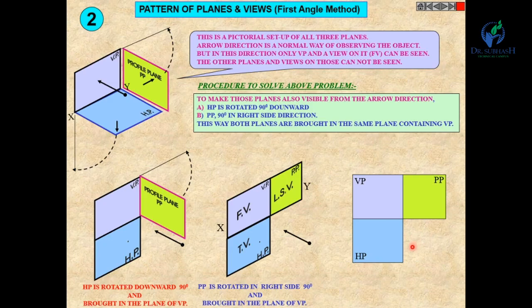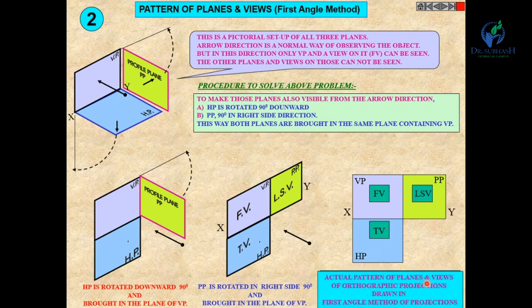Then finally, you can see the position of the three reference planes in orthographic projection: vertical plane, horizontal plane and profile plane. This is the XY line. This view is the front view which is projected on VP, this is the top view which is projected on HP, and this is the LHSV, the left hand side view, which is projected on the profile plane.